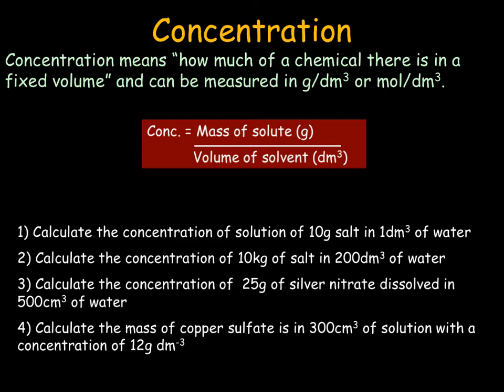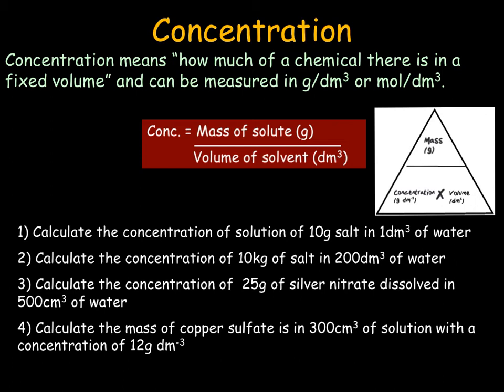For key skills in chemistry, you're expected to be able to work out the concentration in grams per dm cubed. This gives you this equation. So concentration in grams per dm cubed is equal to the mass of the solute over the volume of the solvent, so grams over dm cubed. We can then rearrange this to work out the mass by doing concentration times volume, or the volume by doing mass divided by concentration. This gives us the triangle on the slide. It is also important to note that grams per dm cubed can be written in the two ways shown on the left-hand side of the slide.